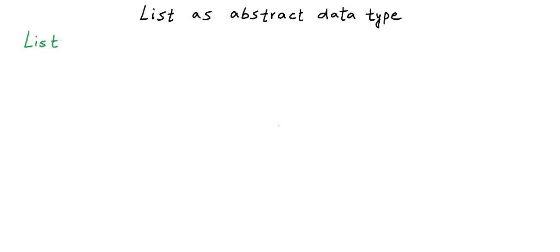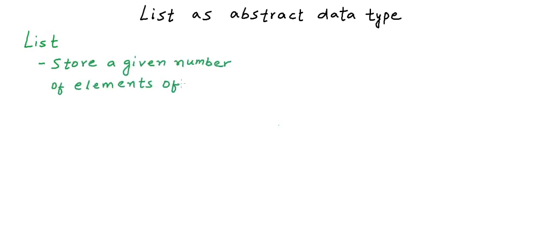So when we define abstract data type, we just define the data that we'll store, and we define the operations available with the type, and we do not go into the implementation details. Let us first define a very basic list. I want a list that can store a given number of elements of a given data type.